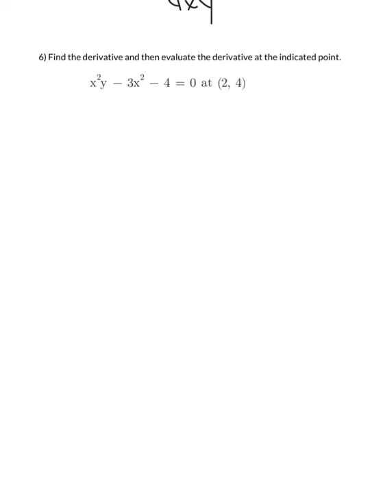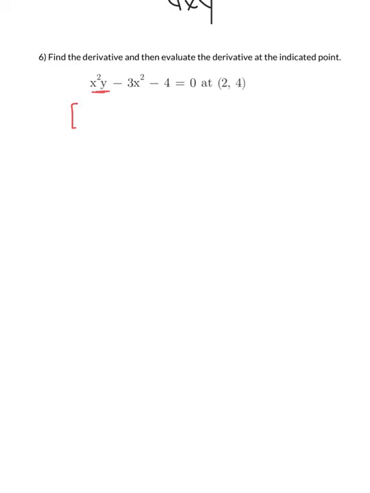4xy. On example 6, we are to find the derivative and then evaluate the derivative at the indicated point. The function we are given is x squared y minus 3x squared minus 4 equals 0. The point we are given is (2, 4). Notice that we have another multiplication of xy, so we have to do product rule again.